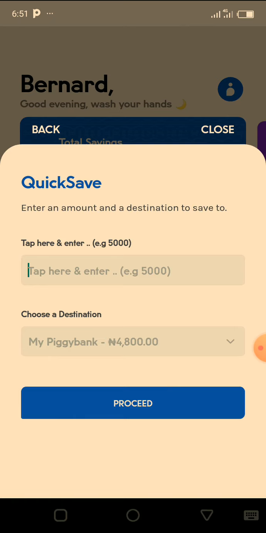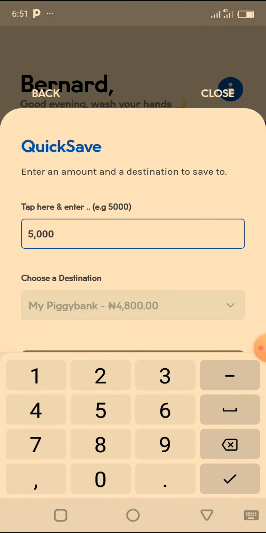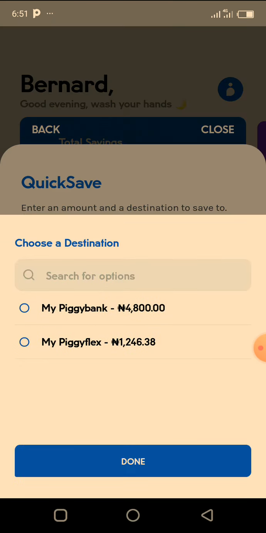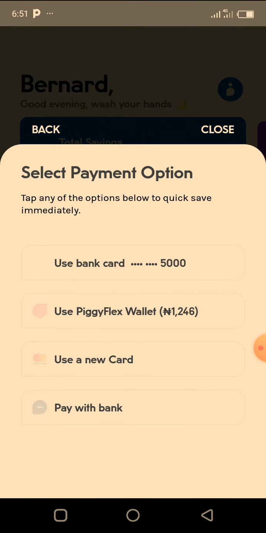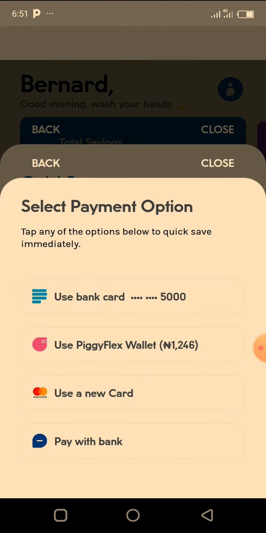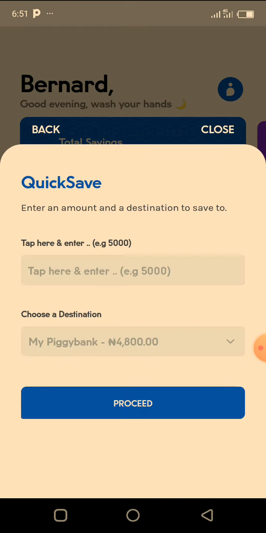So let's say I want to put 5,000 naira. I'll just choose that I want to save at Piggy Bank, and I click proceed. They will tell me to choose which account I want to make the payment from. Pay with bank, or I use another card, or I use the card I already added. You understand? I have my Visa, MasterCard added to this, or I use this wallet to save to the place I want to save.